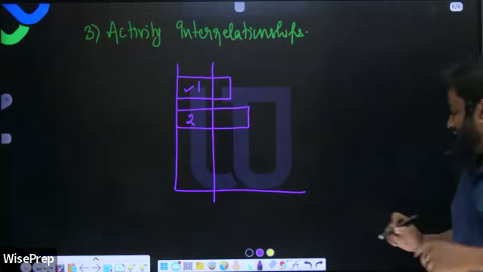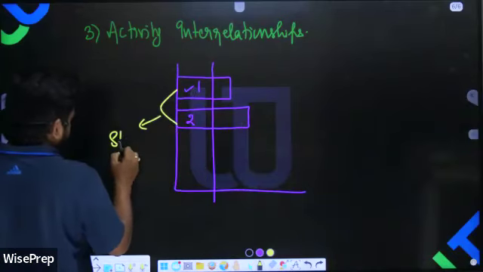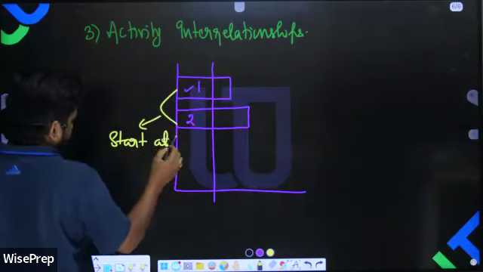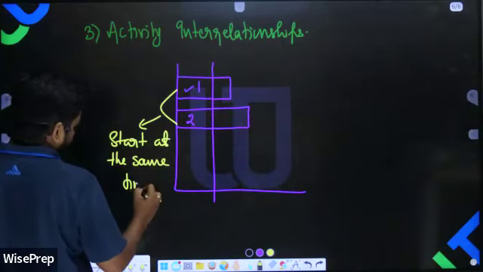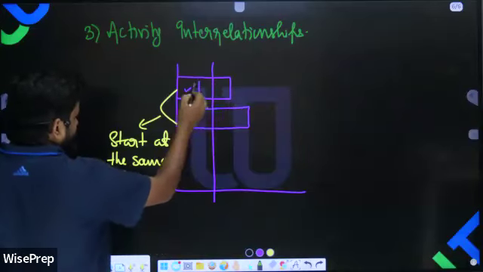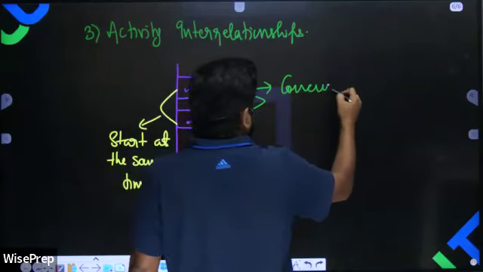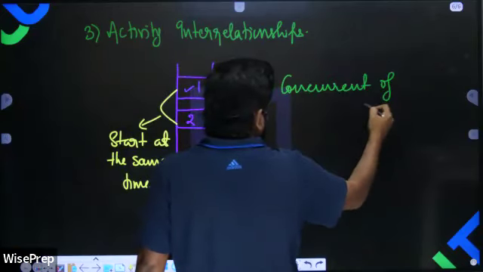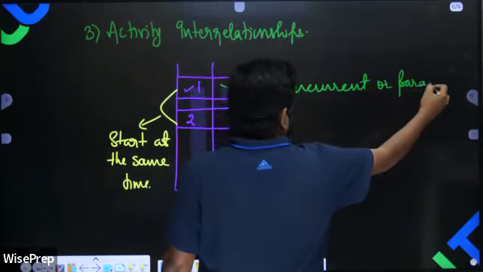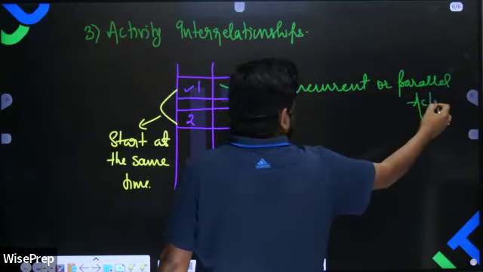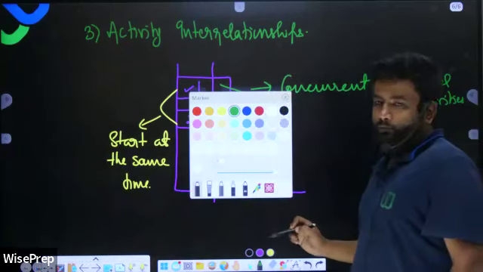All right. Now let's see here. These activities start at the same time. So we can say that these activities are concurrent or parallel activities. Concurrent or parallel activities.